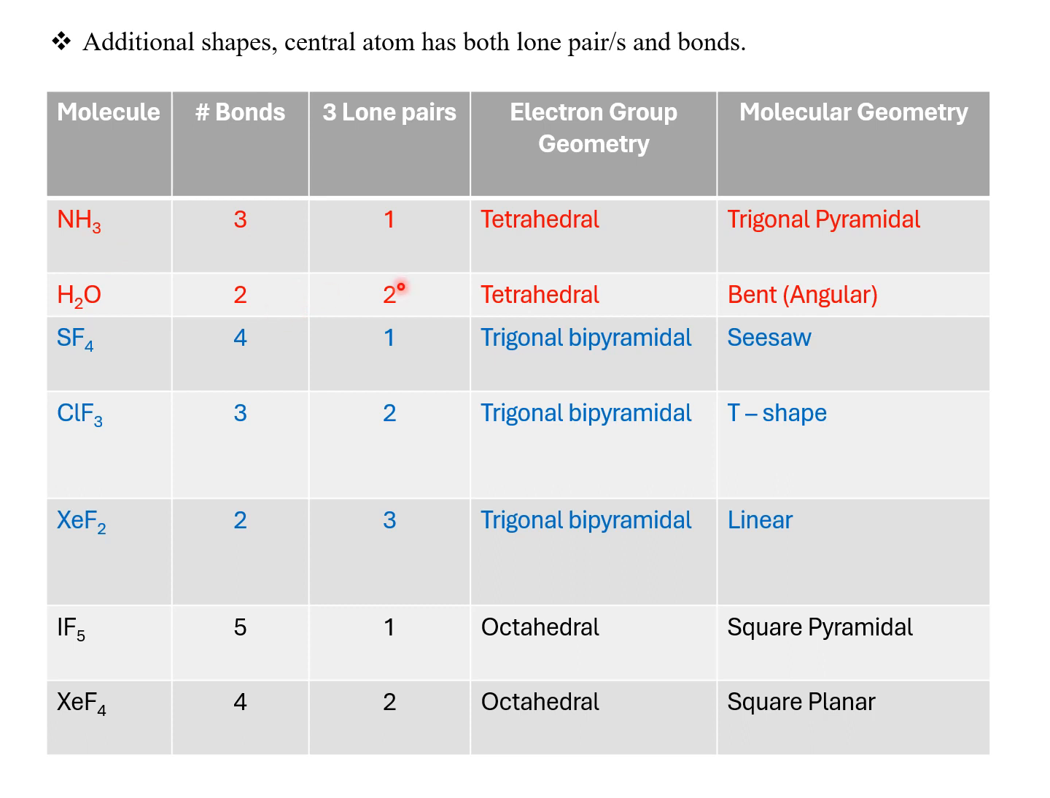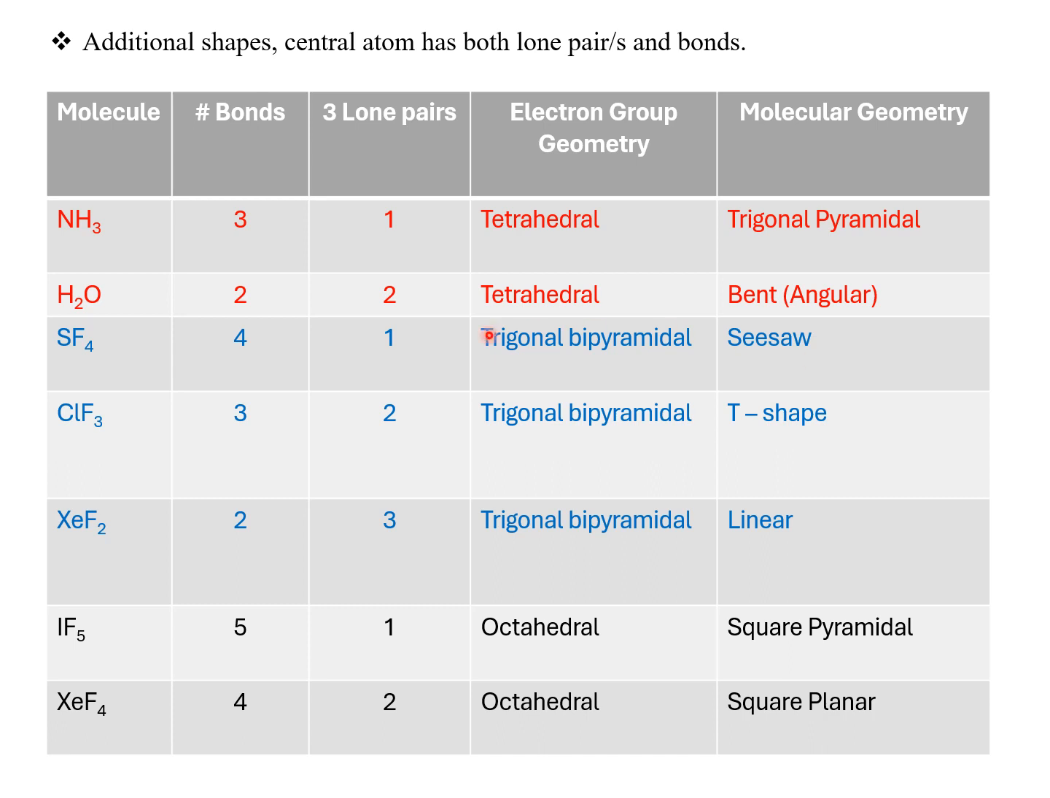Next one, the same tetrahedral arrangement. The total number of electron groups is 4, but among these 4, 2 are bonds and 2 are lone pairs. This is like the water molecule, H2S. They are all bent, or another name is angular shape. Next, let's move on to trigonal bipyramidal shape. From the previous basic shapes, you can remember that 5 groups attached to the central atom is called trigonal bipyramidal. Now among those 5 groups, 4 are bonds and 1 is a lone pair. We call this seesaw in molecular geometry.